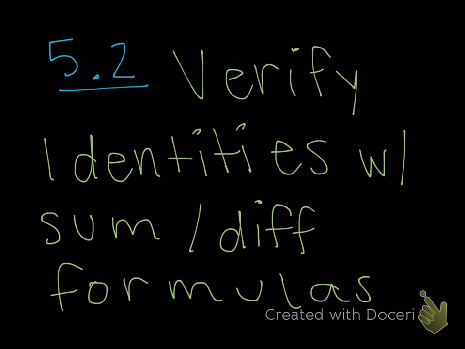Today we're doing section 5.2, so it's the first day in 5.2. We're still going to be verifying identities, just now we're going to introduce some new formulas that we're going to use. You will not have to memorize these formulas, you just need to know how to use them. It's in your best interest to write them down, so even if you typically don't take notes, please write these down somewhere so you can reference them.